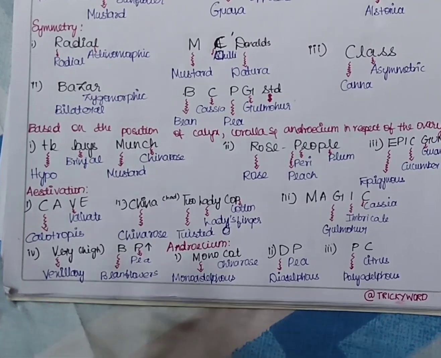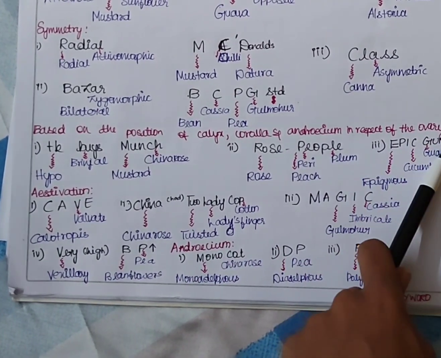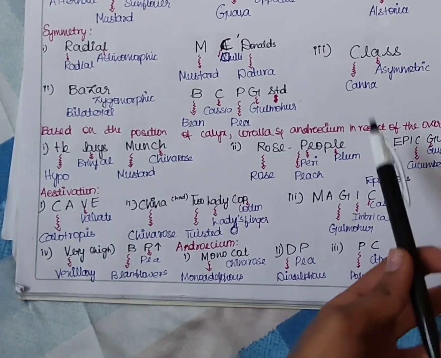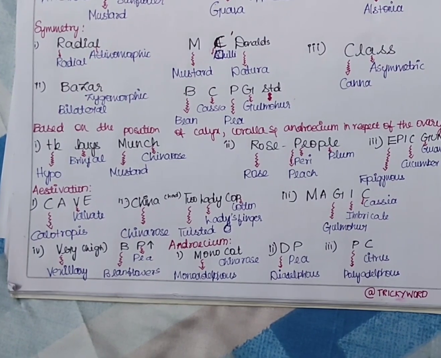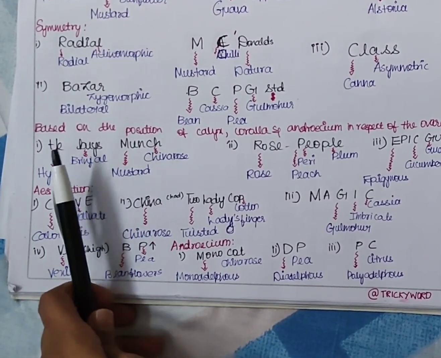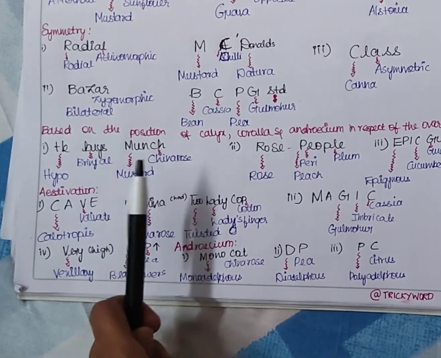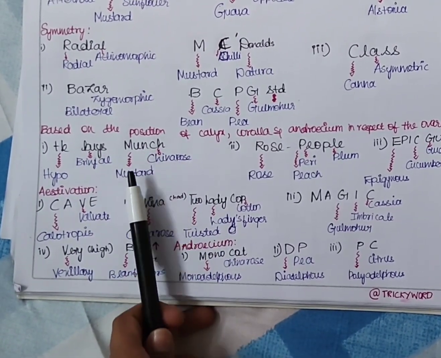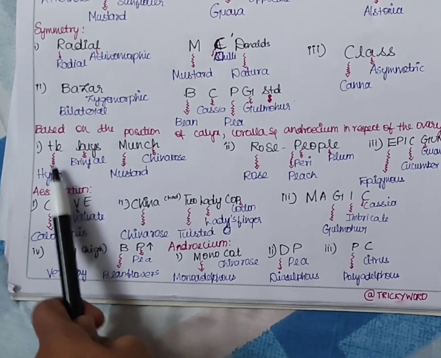The next one is based on the position of calyx, corolla and androecium in respect of the ovary. We have these divisions: hypogynous, perigynous or epigynous. For hypogynous, we have the sentence, he buys munch. He is for hypogynous, buy: B is for brinjal. In munch, M stands for mustard, C is for China rose. He buys munch. This is for hypogynous ovary.